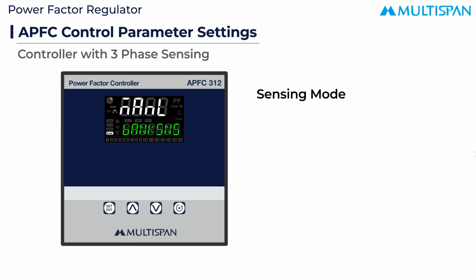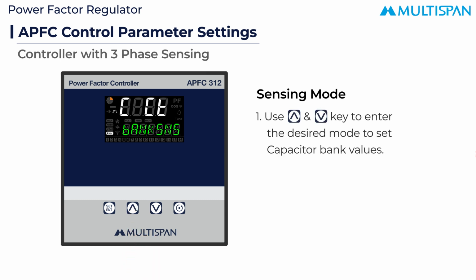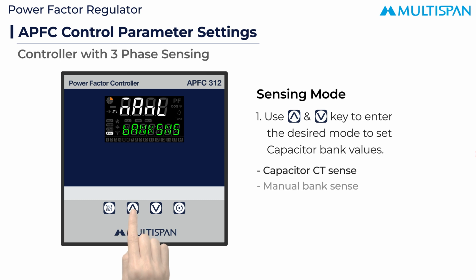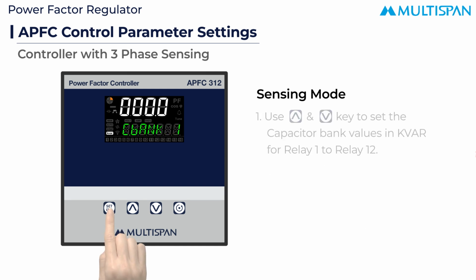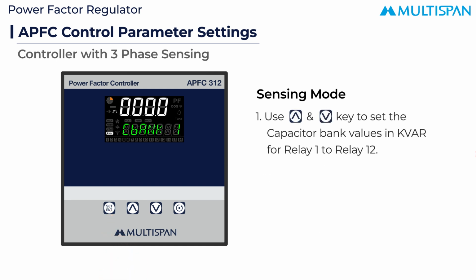You will now have the option to manually enter the values for the capacitor bank. If you have installed a capacitor CT, select CCT. The APFC 312 will then automatically switch on the capacitor banks one by one and measure their values. If you have not installed a capacitor CT, you must manually set the value of each capacitor bank based on its KVAR rating. For example, if one capacitor is rated at 2 kVAR, you can manually set this value using the up key.